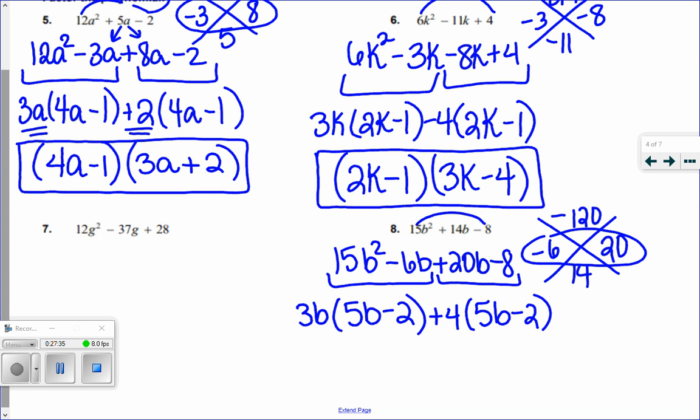All right, and then we have our matching little binomial. So 5b is one of our factors, and in the other parentheses is the other GCF, the 3b plus 4. They go together, and those are your factors. So hopefully you're catching on to kind of the idea here.